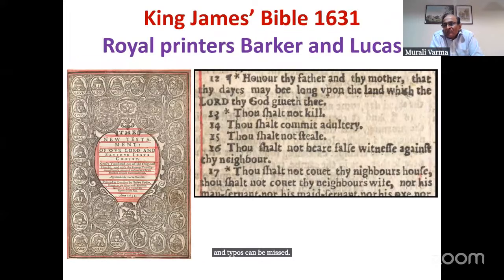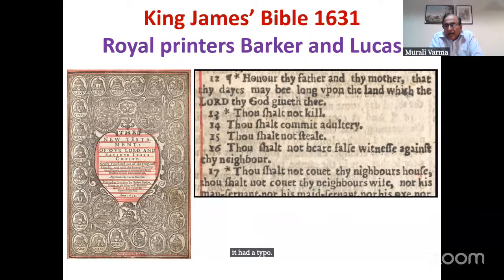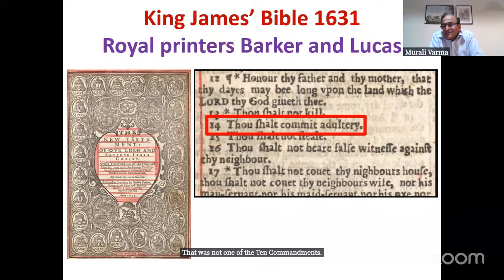So here's an example of a missed typo. Okay, this was a significant missed typo in a King James Bible in 1631. This was, I think, one of the first Bibles published in English. It had a typo. And the eagle-eyed among you have probably spotted the typo because whatever the 10 Commandments said, it definitely did not say, thou shalt commit adultery. That was not one of the 10 Commandments. Okay, as you can see, there was a minor typo with the word not being missed.